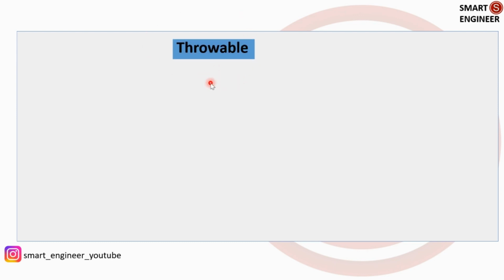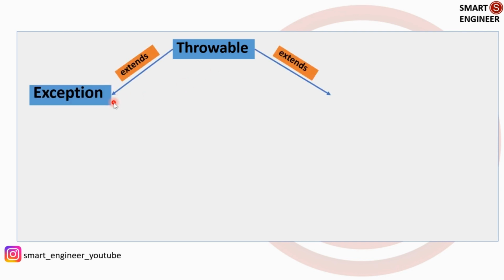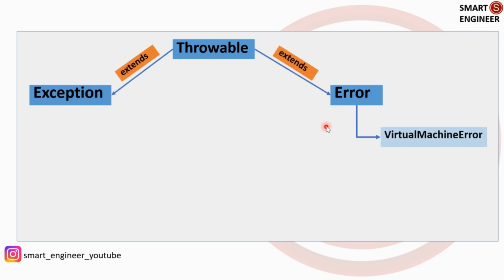Throwable class is the root of everything. There are two child classes for throwable: one is exception and the other one is error. In error, there are a lot of errors: virtual machine error, assertion error, out of memory error. Like that, there are many errors. Errors a programmer cannot handle, whereas exceptions a programmer needs to handle.